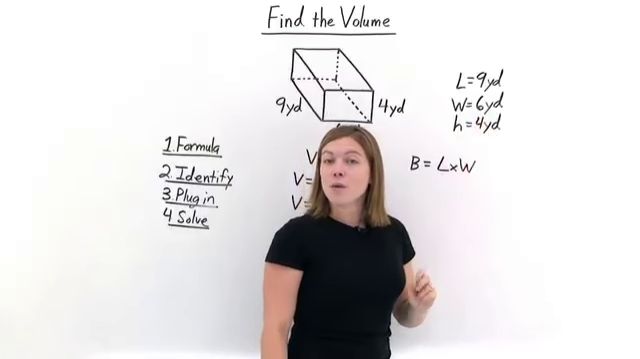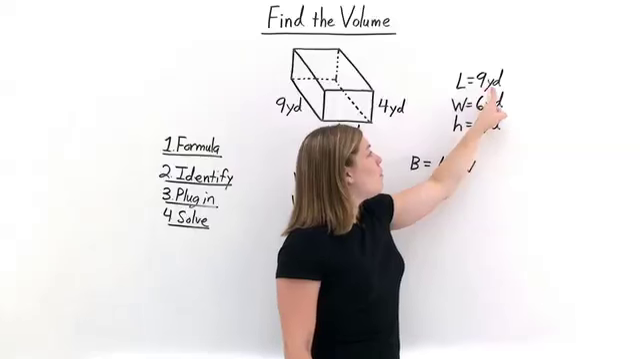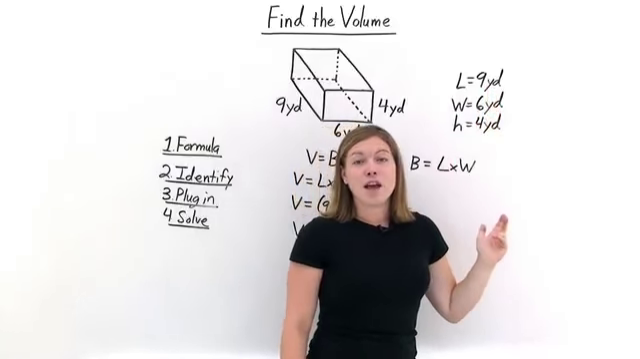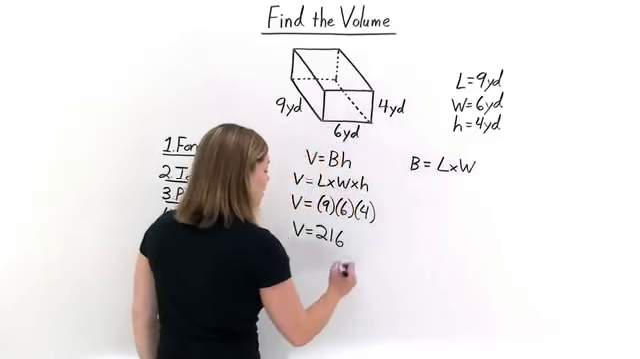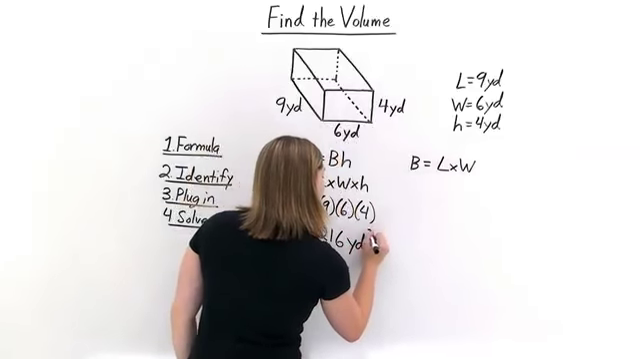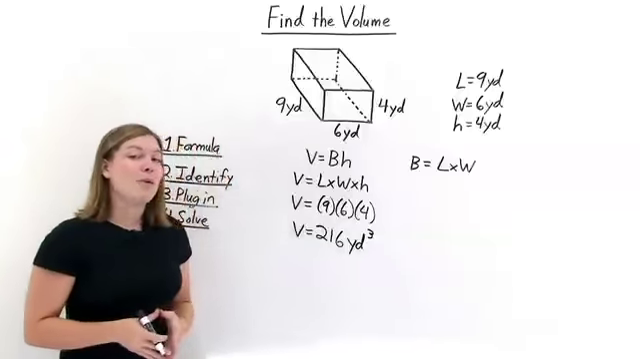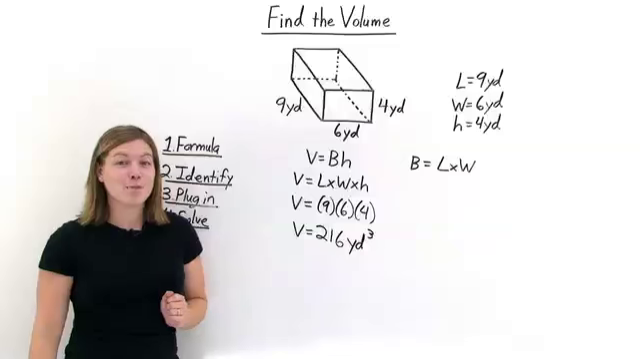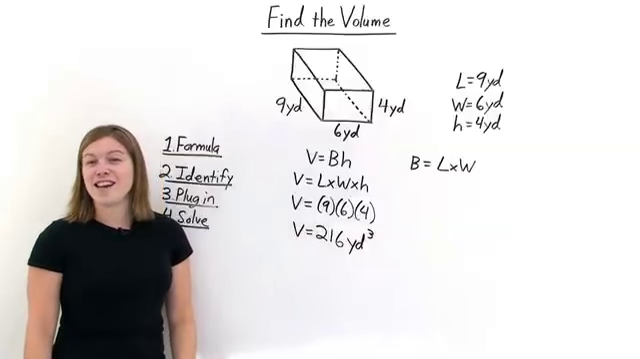Now, not only did we multiply the numbers together, but we're multiplying the units together as well. So we need to take yards and multiply it together 3 times. When we do that, we get yards cubed. So now we have the volume of this rectangular prism. The volume of the rectangular prism is 216 yards cubed.